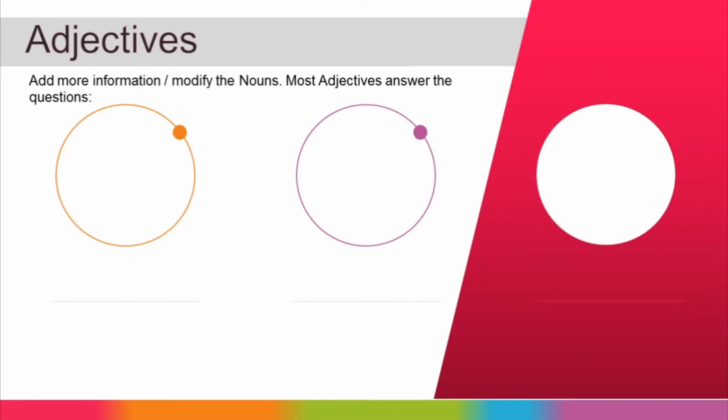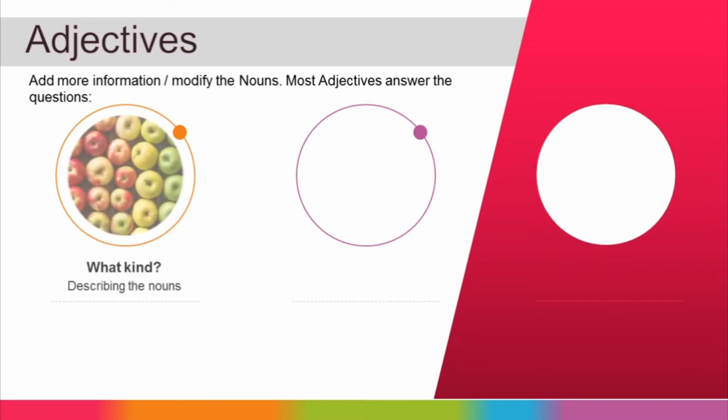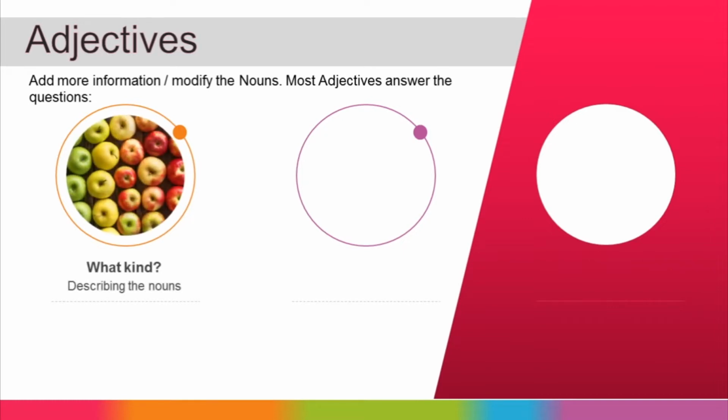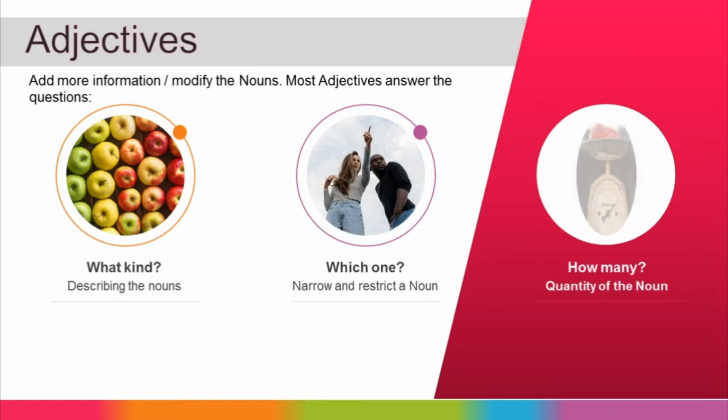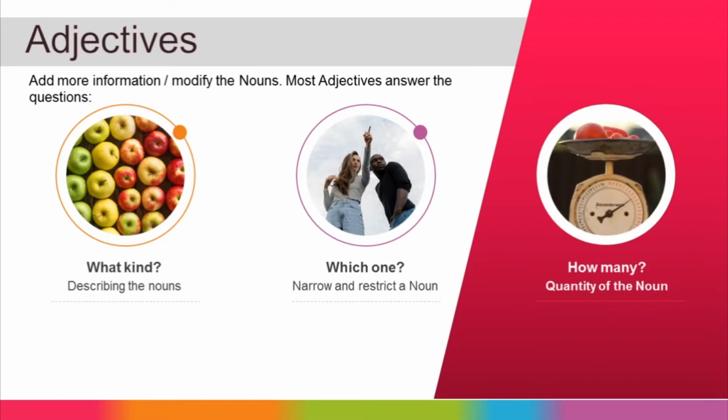Adjectives usually add more information, or what they call modify, the nouns. Most adjectives answer the question of what kind in describing the nouns, which one to narrow and restrict the noun, or in other words, to point at the noun. The third type of adjectives are those adjectives that show the quantity of the noun.